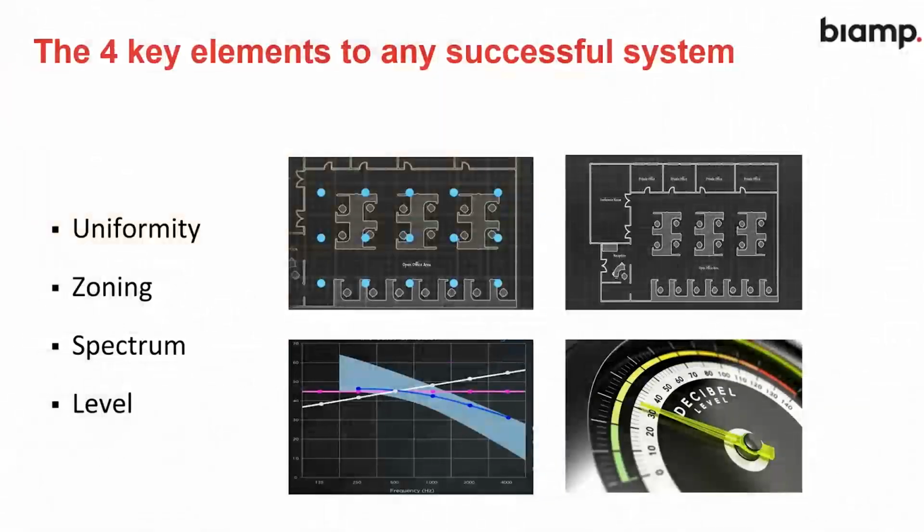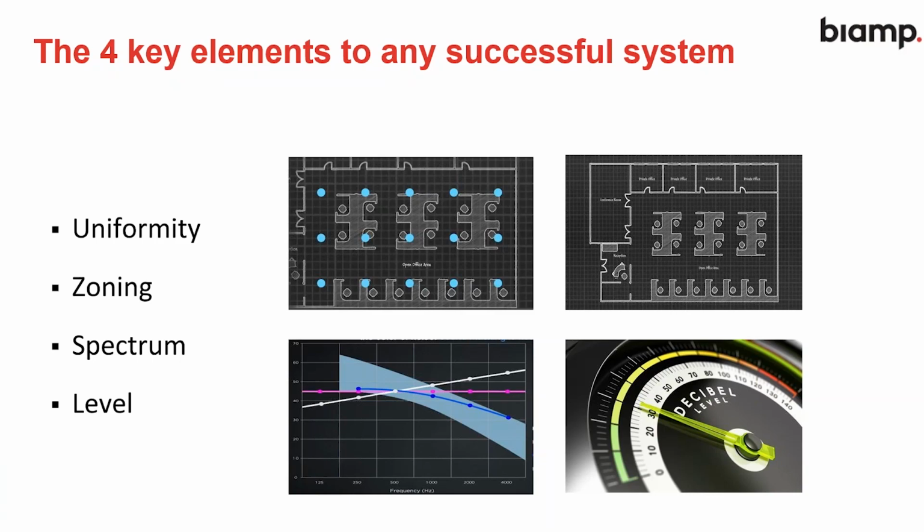The 4 key elements for a successful sound masking system are uniformity, zoning, spectrum, and level. The key ones we want to be concerned with today are uniformity and zoning. These are the main parts in the design part of the equation. The spectrum and the level fall under how we commission the sound system. So the two we're concerned with today are uniformity and zoning.